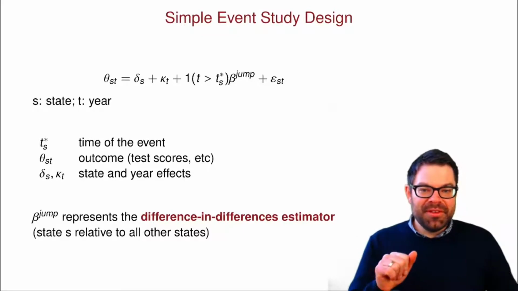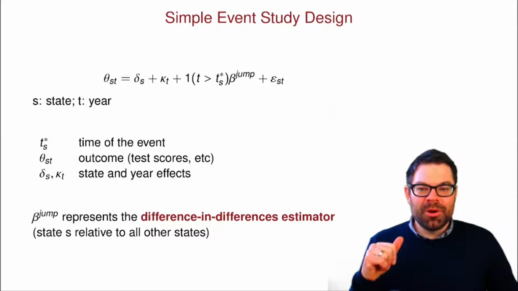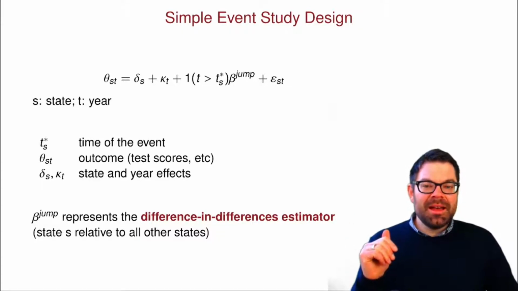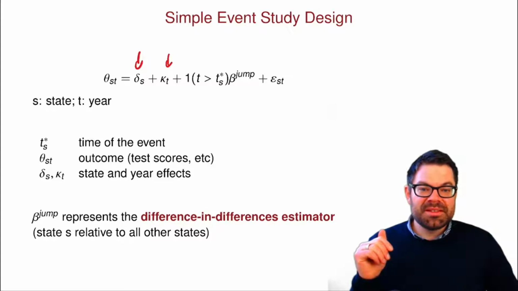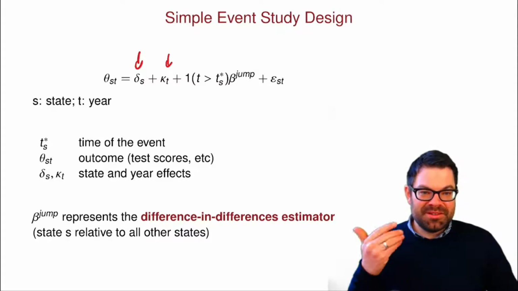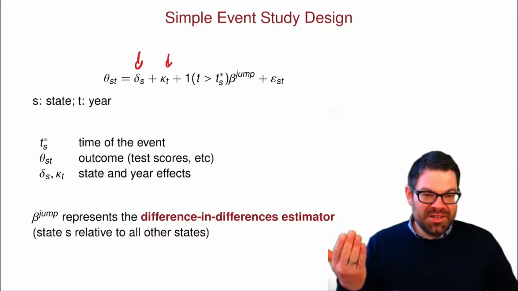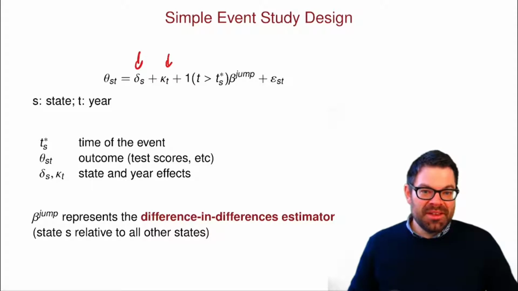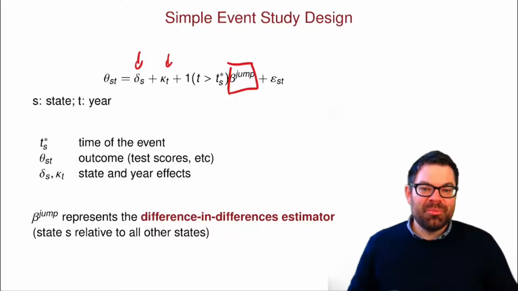Now, what they do in the first instance is they have a very simple event study design where they look at the outcome for students who are in state S at time t, and they have, again, a two-way fixed effect model here. So they have state and year fixed effects. And then they have an indicator for basically whether you're in a treated state after the treatment, and that would then give them that diff-in-diff estimator beta.